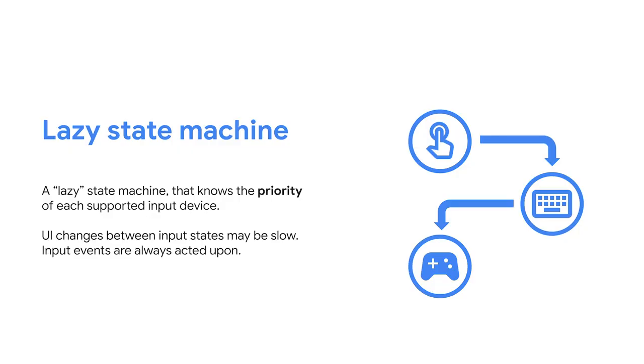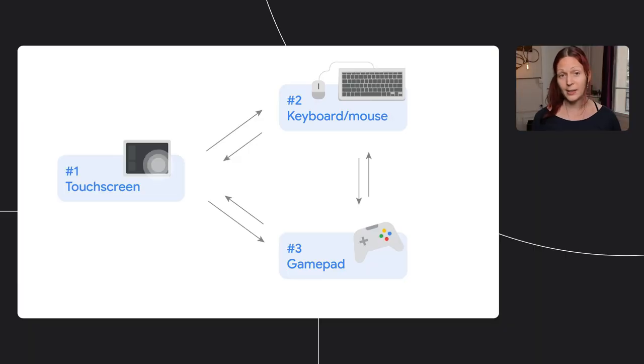Cool, but how do you implement something like this? One approach is what I call a lazy state machine. It is a prioritized state machine that feels lazy because although input events from all devices will always respond immediately, the UI changes may be slower to transition. Let's get concrete. Here, you can see a flowchart for three input states: touch, keyboard, and game controller. Decide on the priority of each input, the number 1, 2, and 3 here.